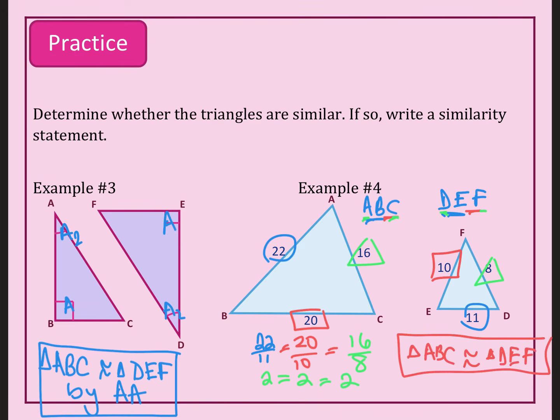Hopefully with these practice questions, you understood a little bit of how you can prove that triangles are similar to each other. Again, you have the 3 rules: side, angle, side, side, side, side, or angle, angle.